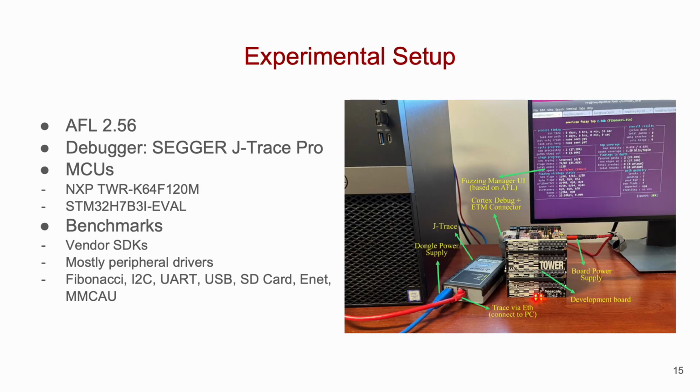This figure shows the experimental setup of mAFL. mAFL is built on top of the AFL fuzzer version 2.56. For the debug dongle, the authors used the Segger J-Trace Pro. Using this setup, they first test vendor-provided software development kits, mostly focusing on peripheral drivers, and these applications include Fibonacci, I2C, UART, USB, SD card, Ethernet, and MMCAU operations.